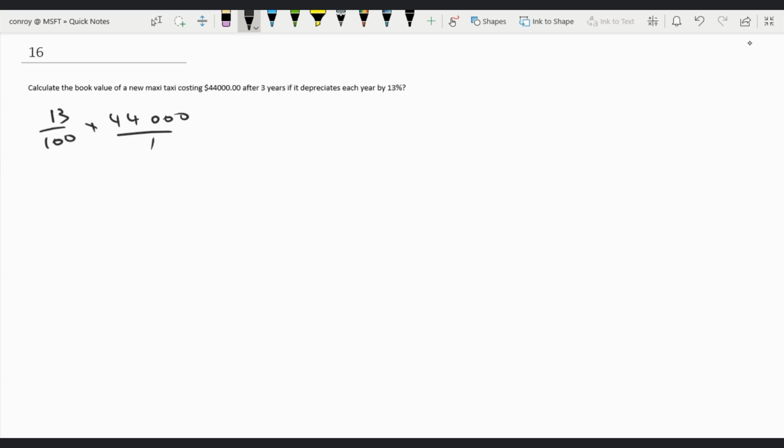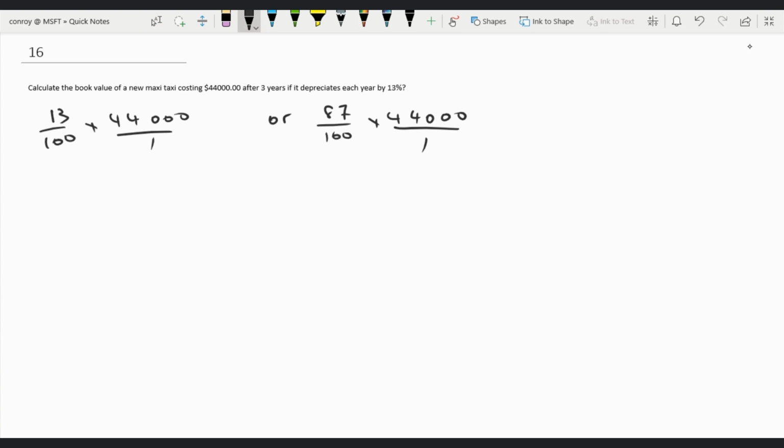Or we can say 87 over 100 times 44. When we do it like this, we already subtracted the 13% out of the 100. So what we are finding is the value of the item after the first year. With the other way, we're just finding what the 13% is, and then we subtract it from the 44,000. Let's try to do it both ways.